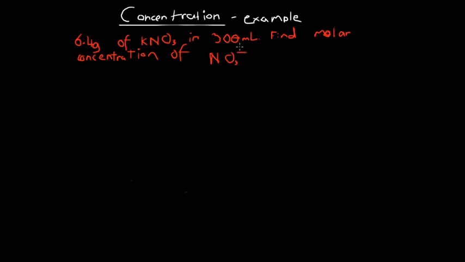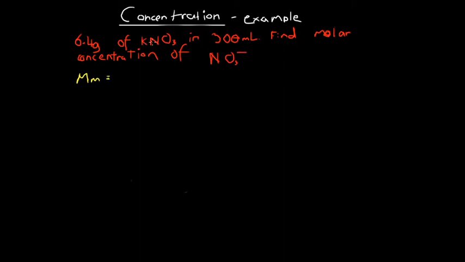The way we're going to do this, we know that we're going to need the molar mass somewhere in this calculation. So a good first step is to find the molar mass of potassium nitrate, so that we can find the number of mole of potassium nitrate. The molar mass is equal to the sum of the molar masses of all the atoms in the compound.